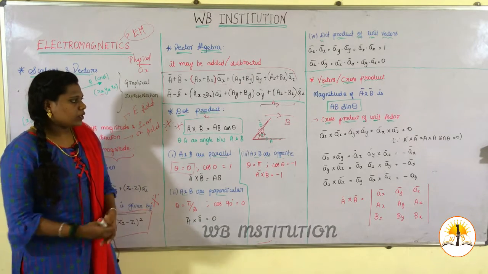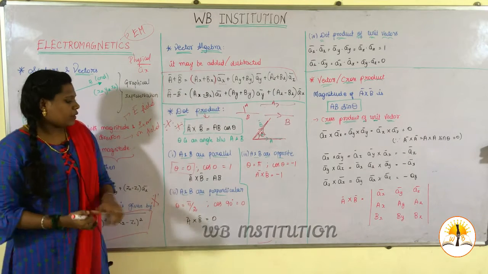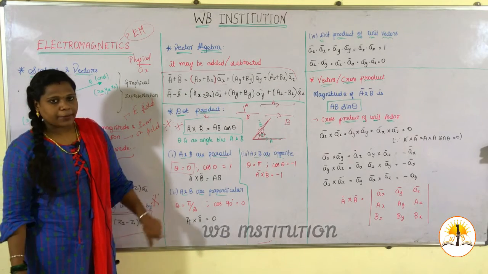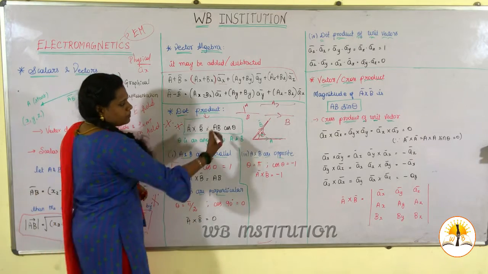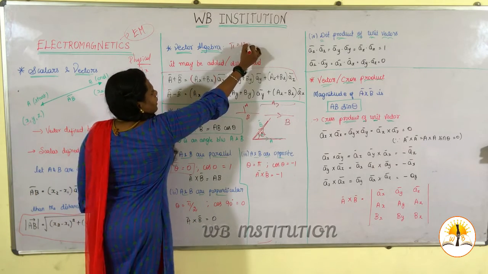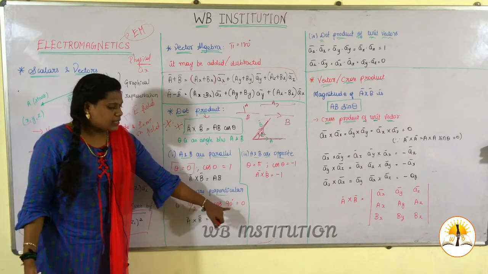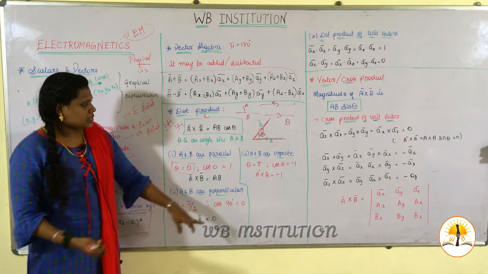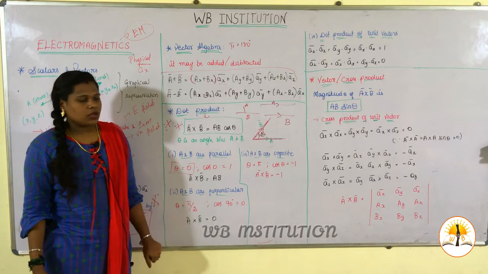Similarly for perpendicular, A is perpendicular to B. For A perpendicular to B, theta is pi by 2. What is pi by 2? Pi is nothing but 180 degrees, so pi by 2 is 90 degrees. Cos 90 degrees is 0. Replace theta, and for perpendicular you will have A dot B equals 0.